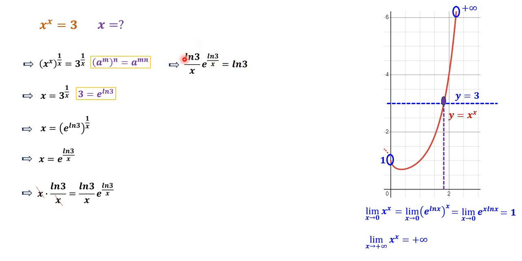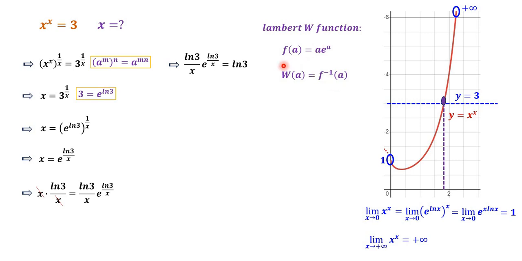Look at this equation. This is something times e to the power of something is equal to something else. So this is the format of the Lambert W function. So what is the Lambert W function? If we have a function f(a) equal to a times e to the power of a, then the Lambert W function W(a) is the inverse function of f(a). So W(a) is equal to f to the power of minus 1 of a.